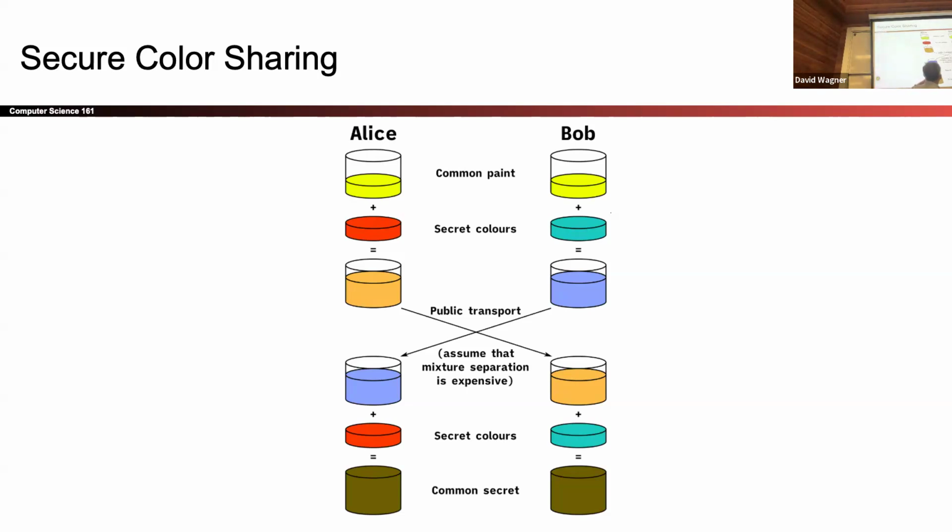So you'll notice that Alice ends up with yellow plus teal plus red. And Bob ends up with yellow plus red plus teal. It doesn't matter what order you mix paint together. They end up with the same color, because they end up with yellow plus a little bit of Alice's color plus a little bit of Bob's color. So they end up with the same final color, that puce. And now here's the magical part.